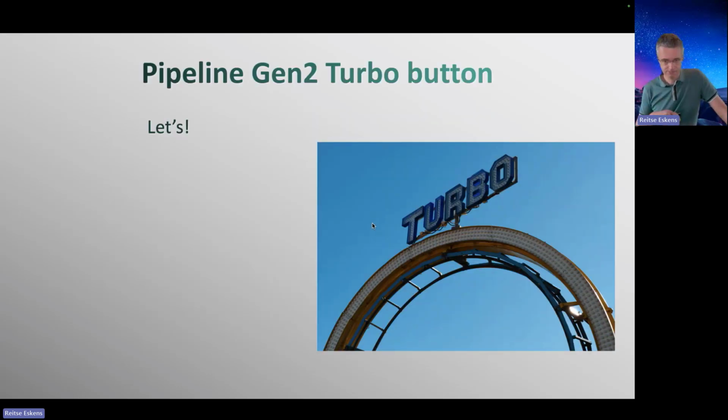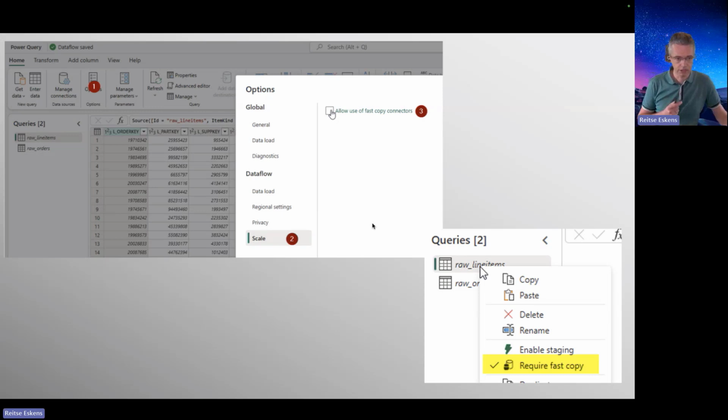But now there's a turbo button. This is where things got fun, because there's an option called fast copy. When you're building your Dataflow Gen2 pipeline, you go into the options and to scale. There's a checkbox that says allow use of fast copy connectors. Click that one, and it will allow the use of that. Now there was a little bug in there that it didn't always use it, so you had to check the require fast copy as well on your query for your source. I heard something about a fix, need to try it out.